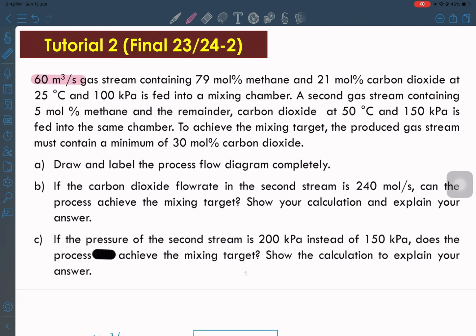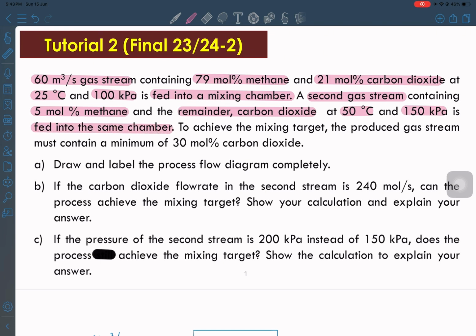First of all, a 60 meter cube per second gas stream containing 79 mole percent of methane and 21 mole percent of carbon dioxide at 25 degrees Celsius and 100 kPa is fed into a mixing chamber. A second gas stream containing 5 mole percent of methane and the remainder carbon dioxide at 50 degrees Celsius and 150 kPa is fed into the same chamber. So we have two inputs for this chamber.